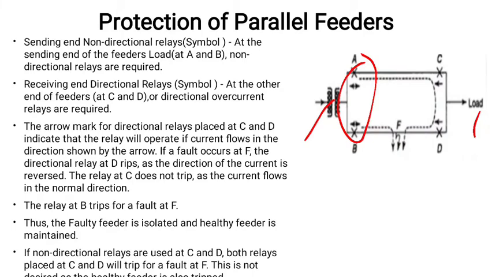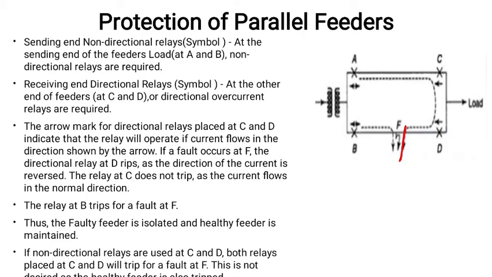And at the receiving end, at the end of the feeders C and D, they are going to place the directional overcurrent relay. Now, the arrow mark for the directional relay placed at C and D indicates that the relay will operate if the current flows in the direction as shown by the arrow. If a fault occurs at F, then the directional relay at D will trip as the direction of the current is reversed. The relay at C will not trip as the current flows in the normal direction.